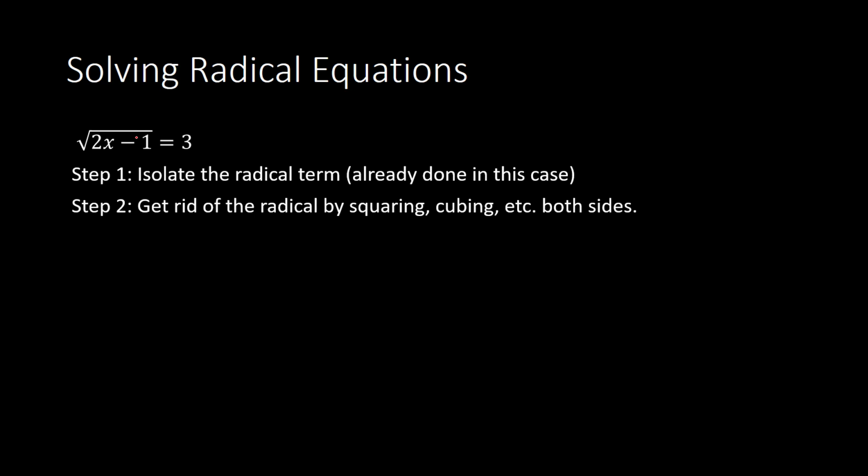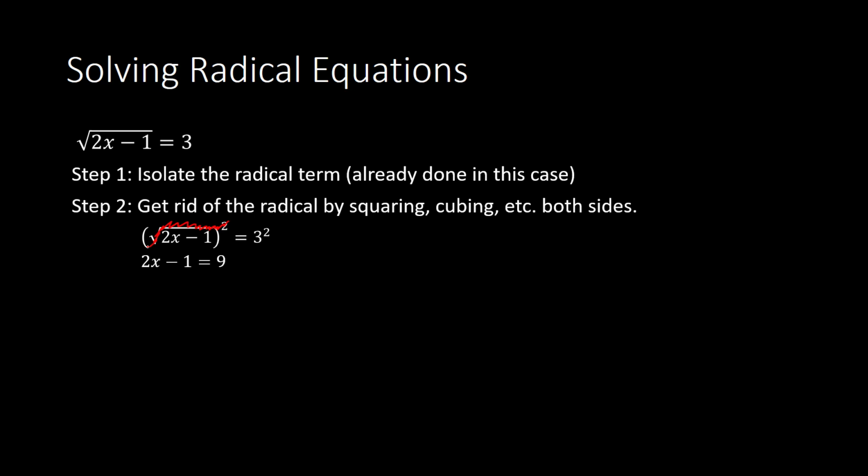And what we're going to do is we want to do the opposite of whatever's being done on the left side. So here we have a square root of 2x minus 1. So to get rid of a square root, I need to do the opposite of square rooting, which is squaring. So I'm going to square both sides. So when I square both sides, the square and the square root will undo each other, and I'm left with 2x minus 1 on the left side, and we have 3 squared, or 9, on the right side.